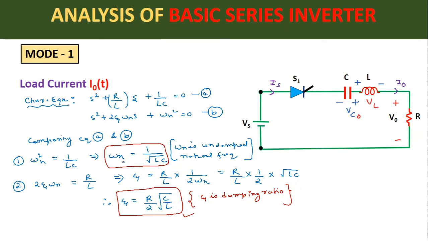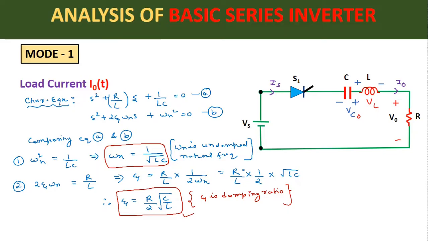So from here we will get omega n is equal to 1 upon under root LC, where omega n is the undamped natural frequency. And when we compare and equate the coefficients of S for both the equations, we will get 2 zeta omega n is equal to R by L. From here we will get zeta is equal to R by L into 1 upon 2 omega n.